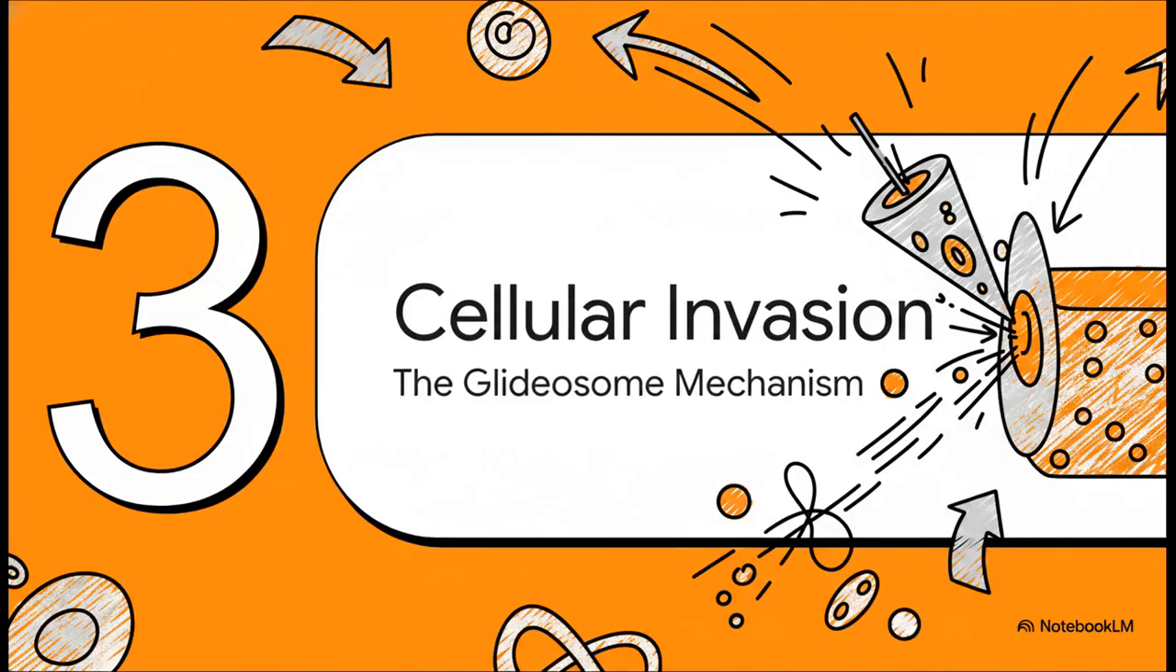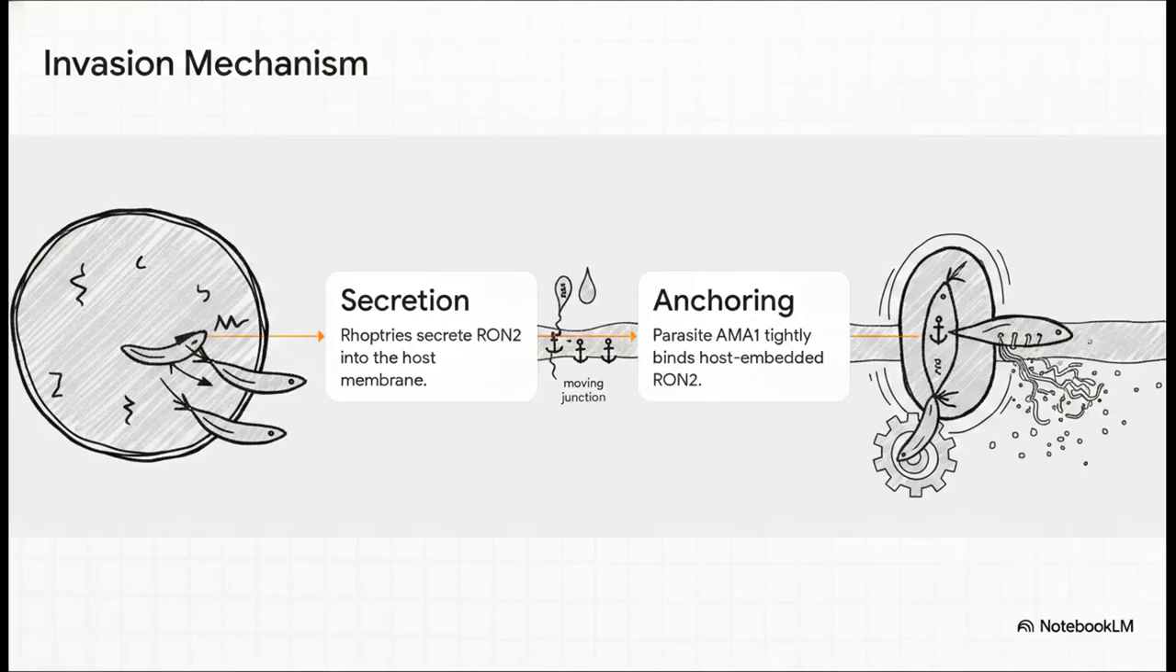Section 3. Cellular invasion and the glidosome. How do these organelles actually force their way inside? Keep in mind, this isn't some passive diffusion. This is forced entry. After that initial binding, the parasite's rhoptries inject the RON2 protein directly into the host cell's membrane. Then, the parasite secretes AMA1 from its micronemes, which locks right onto that newly embedded RON2. It's a brilliant lock and key mechanism that effectively staples the two cells together, finalizing that moving junction.